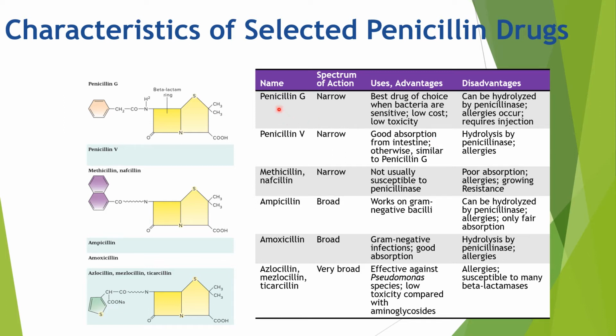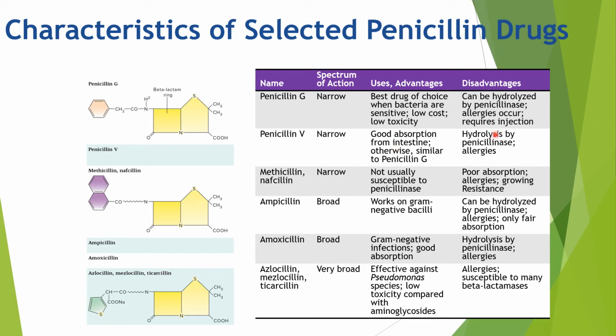Now, are there some bacteria out there that are actually resistant to penicillin, meaning penicillin is not going to be effective against them? Yes, there are. And how can a bacteria be resistant to penicillin? If the bacteria, for example, carries an enzyme called penicillinase, what that enzyme does is break down this beta-lactam ring right there, making the penicillin ineffective.